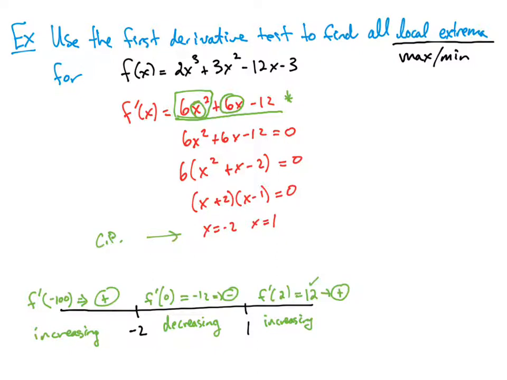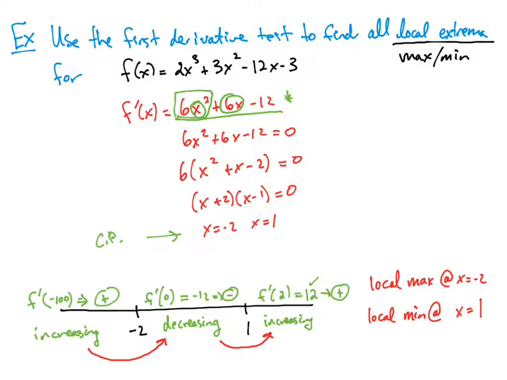across this interval. Okay, so back to what the original question is asking us. Use the first derivative test to find the local max and local min. So a local max occurs when we go from decreasing to increasing. Sorry, I said that backwards. We have a local max when we go from increasing to decreasing. So we have a local max at x is equal to -2. And then we have a local min when we go from decreasing to increasing, and that is going to occur when x is equal to 1.